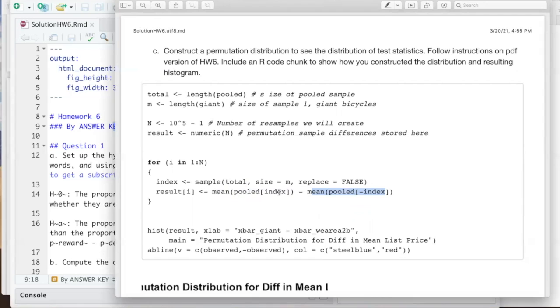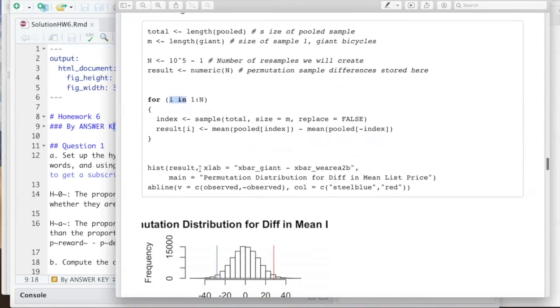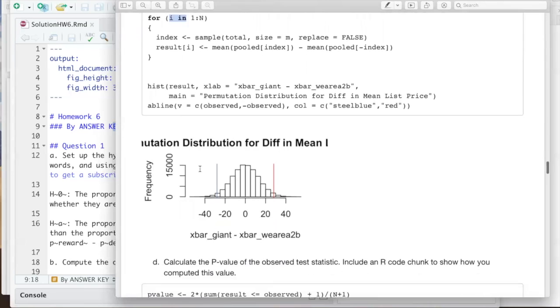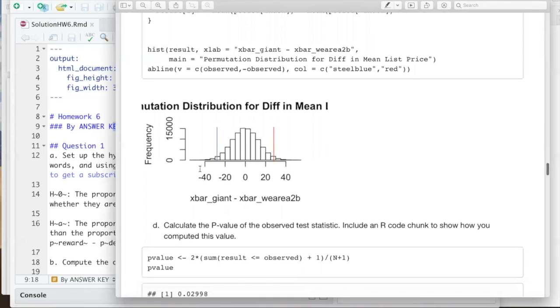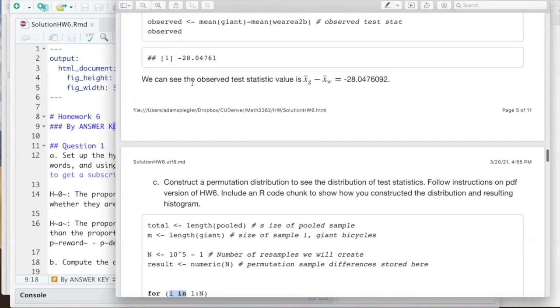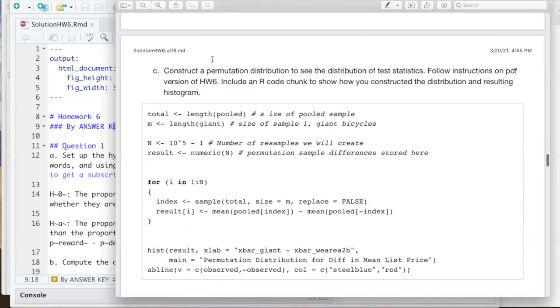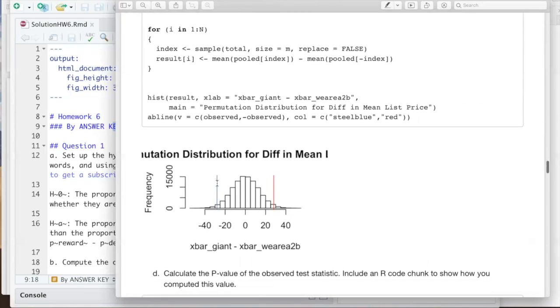It's going to save the difference in those means, and then it's going to go back and repeat this loop 100,000 times. And then we create a histogram to display it. In this case, it is a two-tailed test. So our observed test statistic was negative, so it's at this blue line over here.